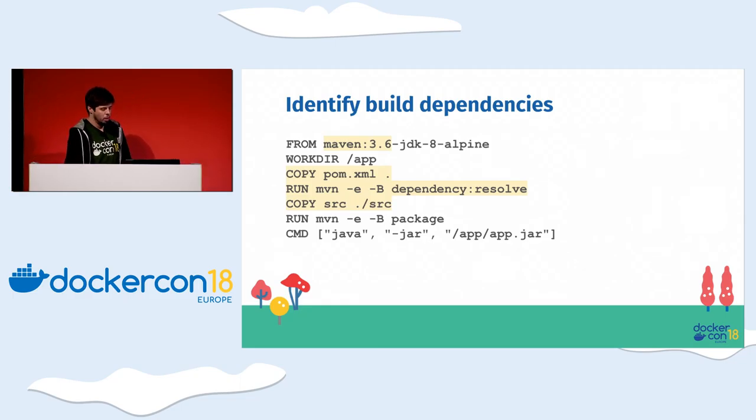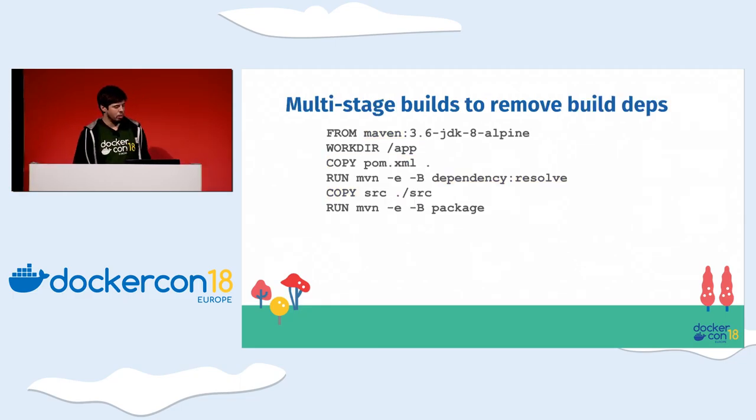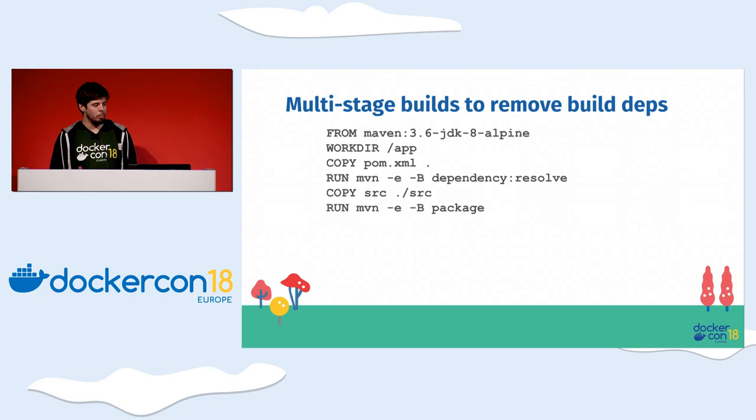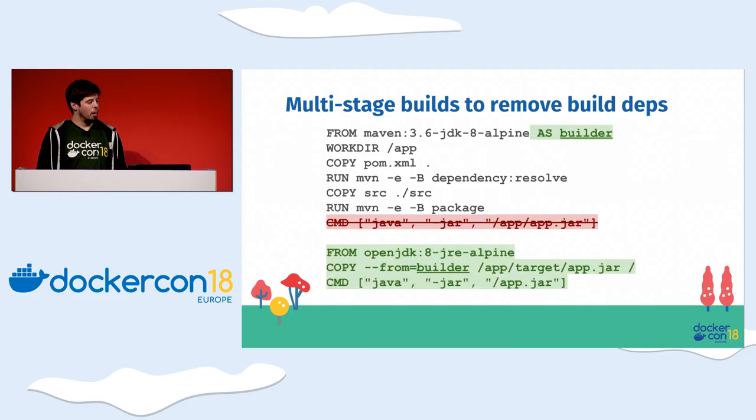Thank you, Sebastian. So now we may have a consistent build environment where we compile our source code in a containerized environment, but our image right now is really bloated. It has all the build time dependencies. So the go-to solution in this case is really to use multi-stage in the following way.